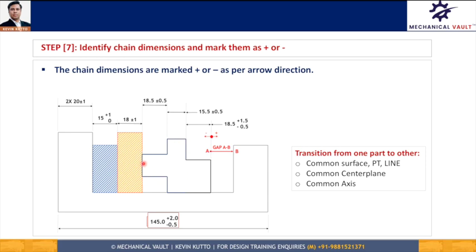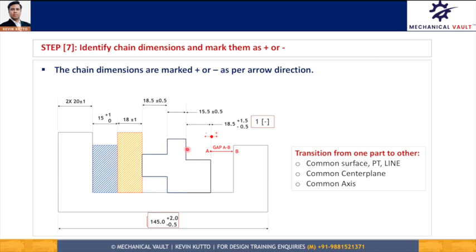From this common surface, I can switch from this part to the next yellow part. So the first dimension which is contributing here is 18.5 minus 0.5 plus 1.5, which helps me to reach here, and that is my first contributor into the chain. I have shown that as negative as per this convention. As you can see, dimensions from right to left are shown negative and dimensions from left to right are shown positive. Since this dimension is flowing to the left from the starting point, it is shown as negative.